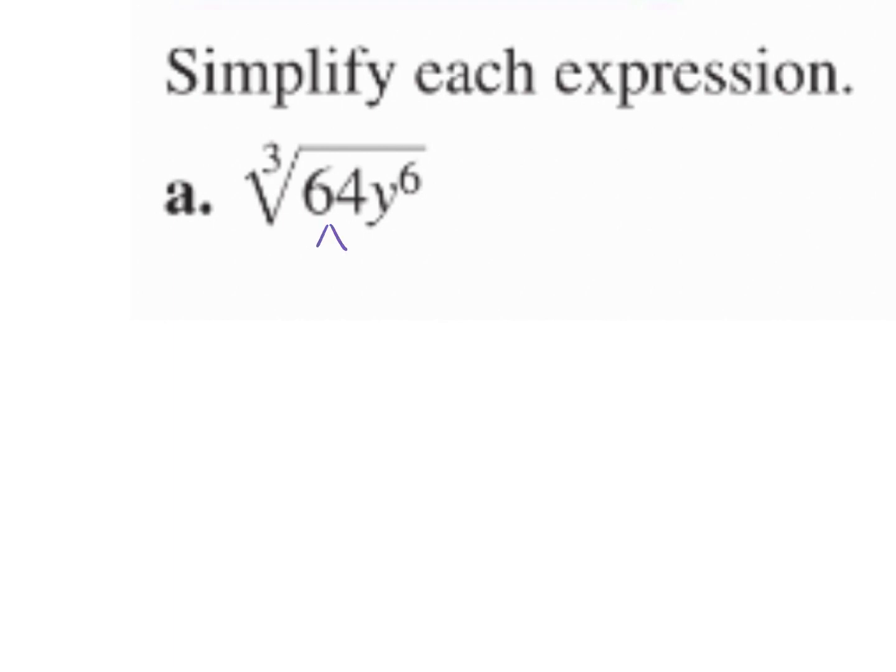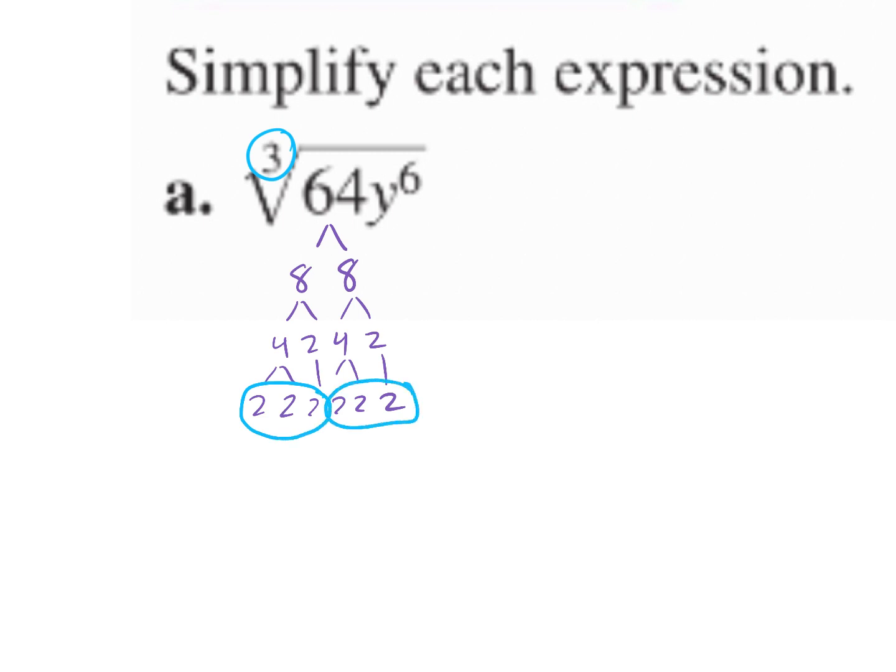What are 2 factors of 64? 8 and 8. And 2 factors of 8? 4 and 2. And 2 factors of 4? 2 and 2. I'm circling how many of a kind here? 3 of a kind. So do I have 3 of a kind? I have 3 2's and another 3 2's. So what's going to come to the outside? 2 times 2. So that would be 4. So 4 comes to the outside.